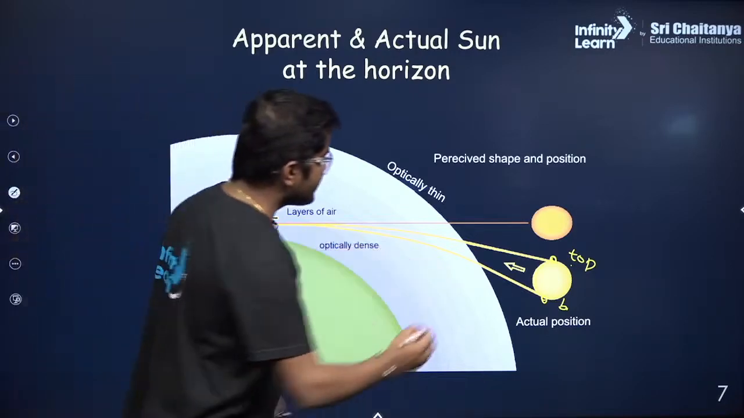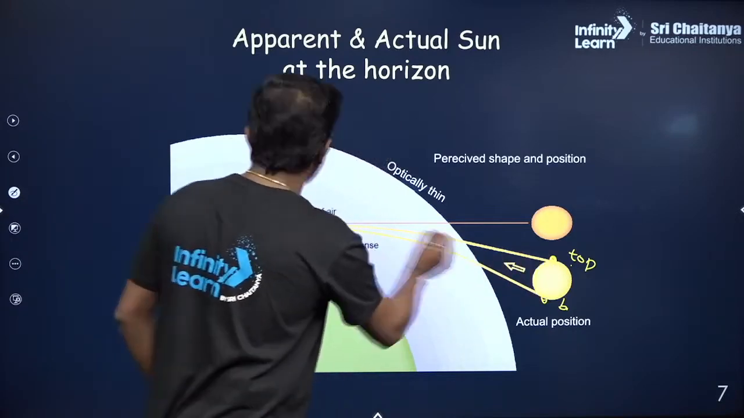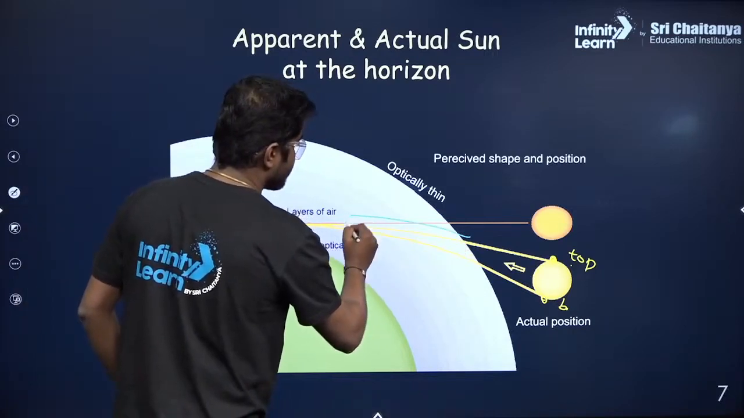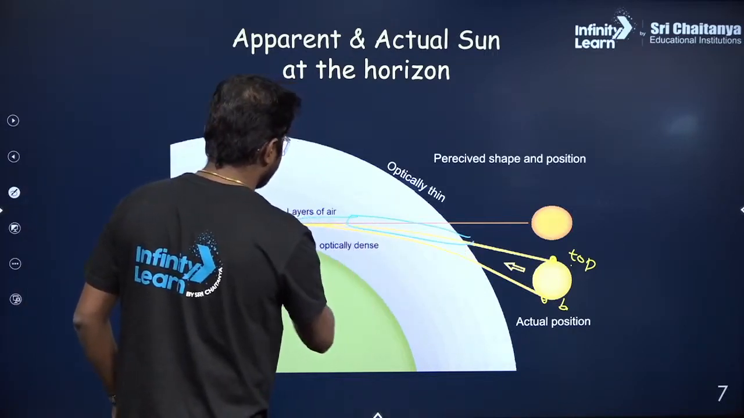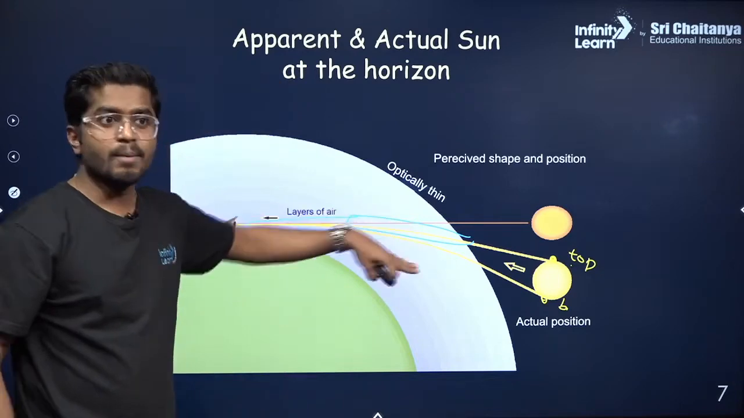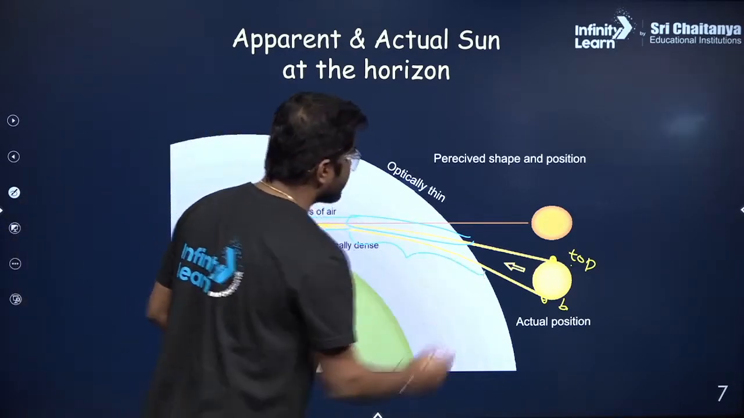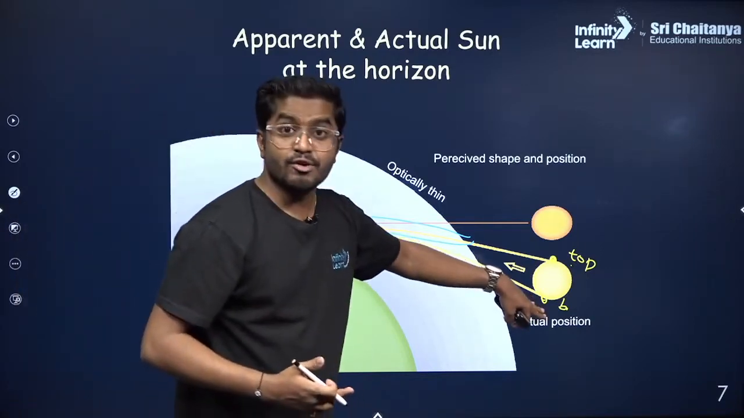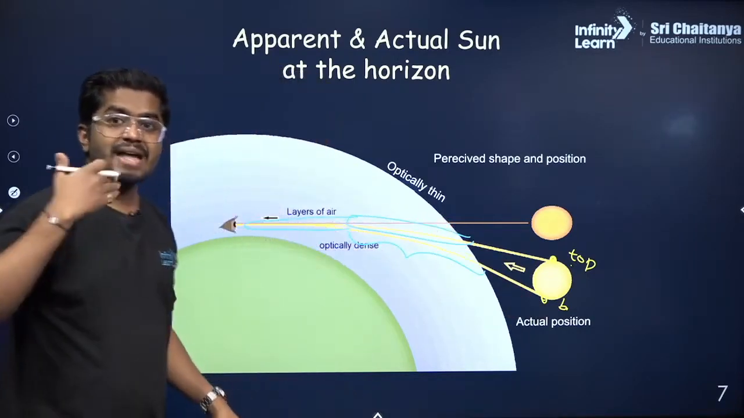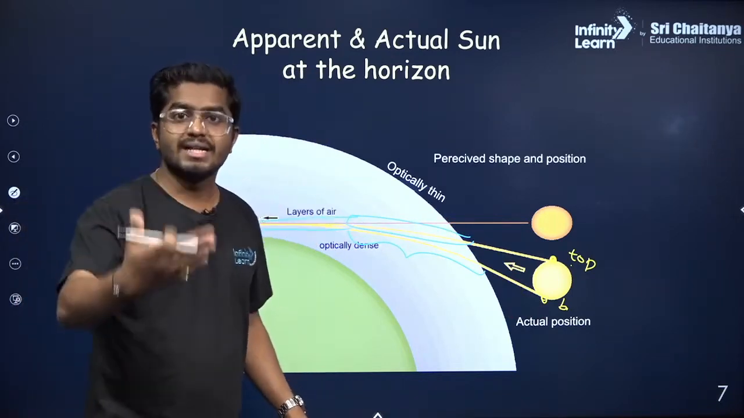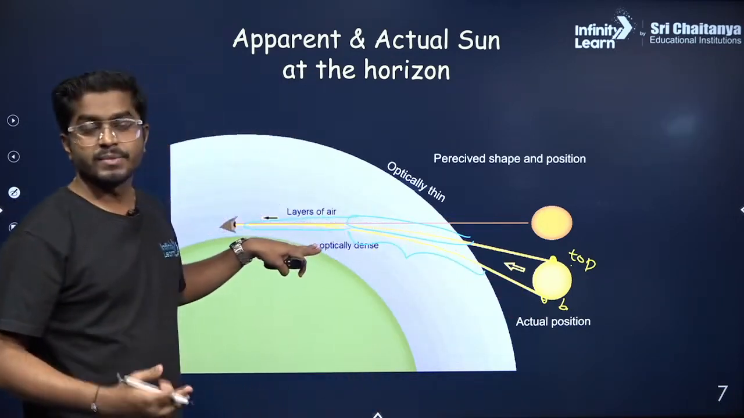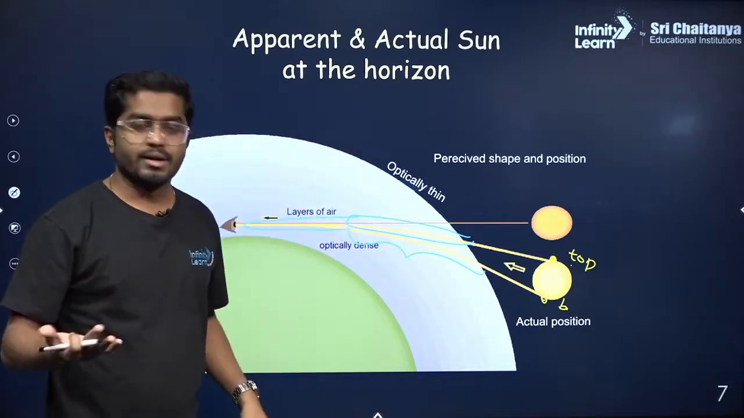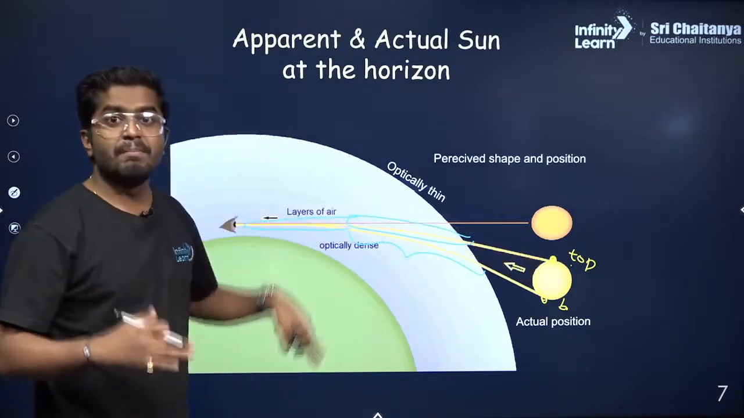Okay, so now you see this ray coming from the top. It is covering approximately this much distance, right? But the ray which is coming from the bottom is covering a larger distance. So the one coming from the bottom is traveling a longer distance through the atmosphere. Because of that, the one coming from the bottom will bend more, and the one coming from the top will bend less.